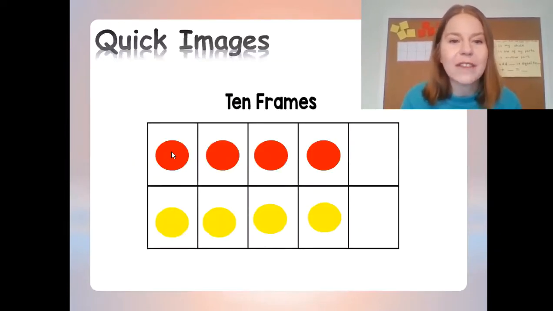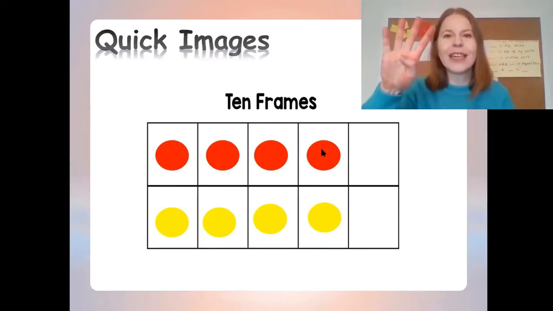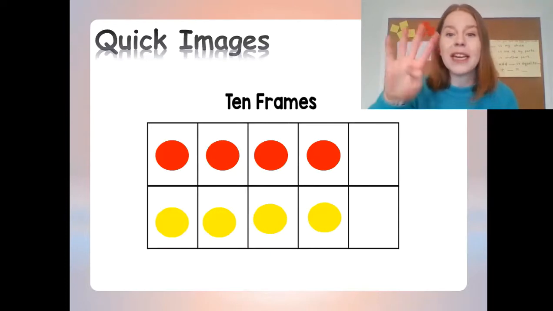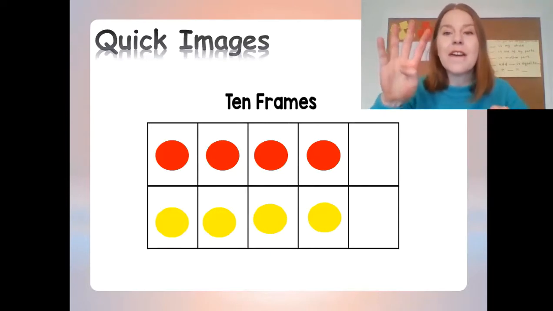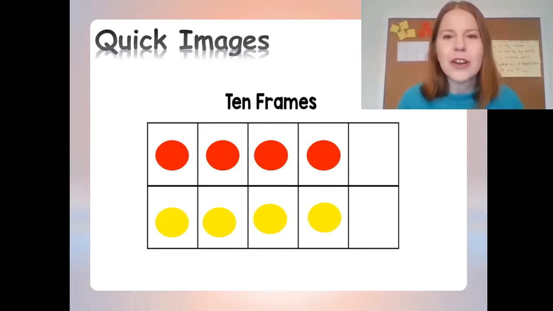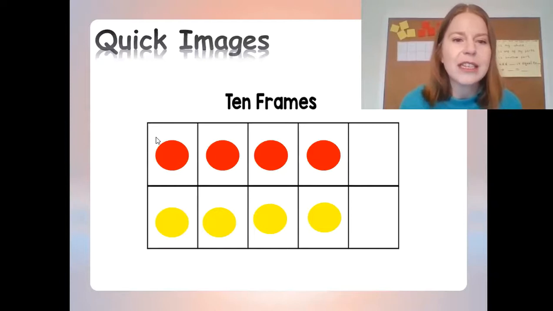Well, I can see there are 1, 2, 3, 4 counters on the top. How many are on the bottom? I can see it's the same amount. And I know 4 add 4 is 8. Double 4 is 8. But did you know that we could also count these in a different way?